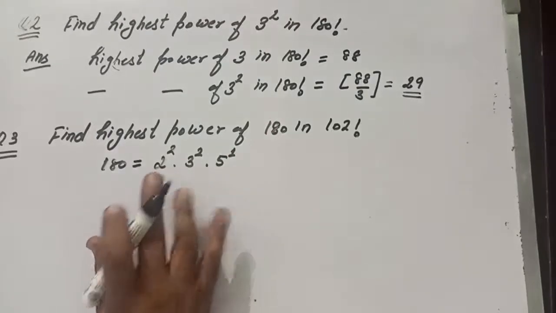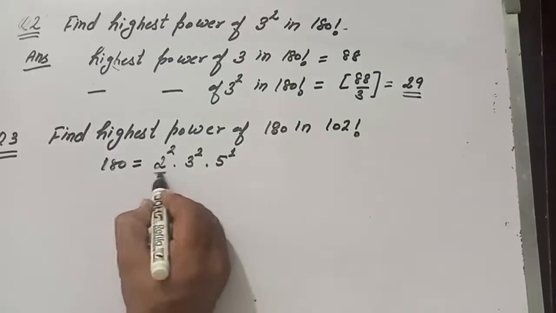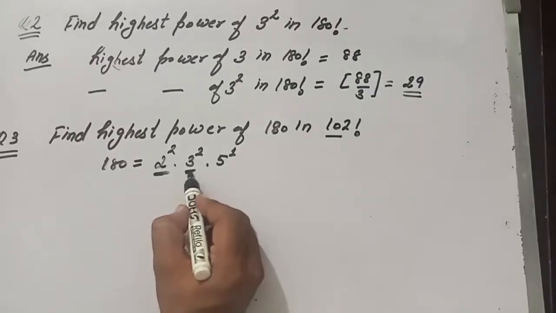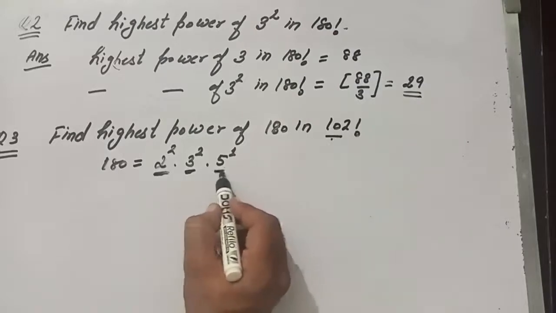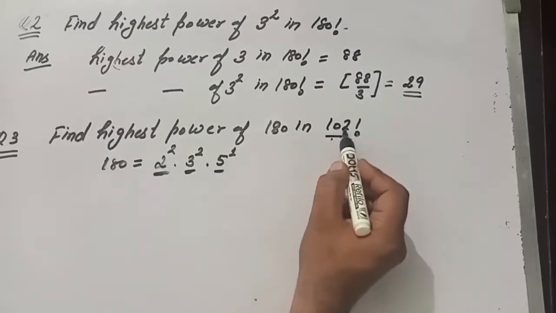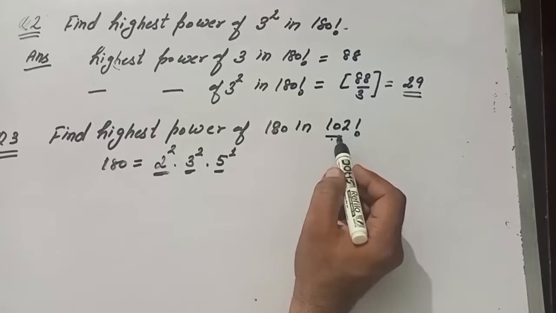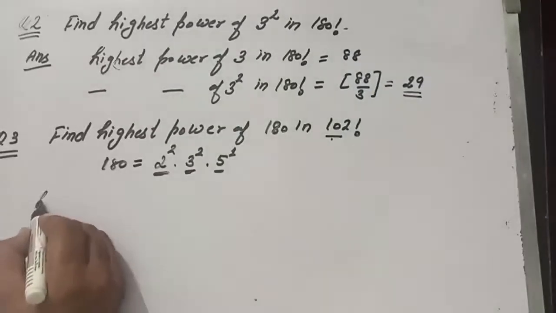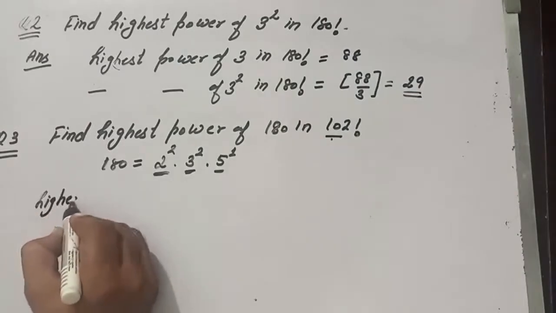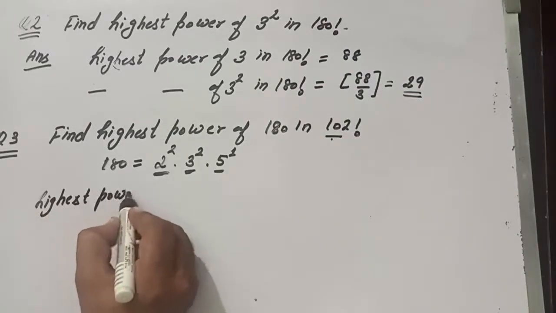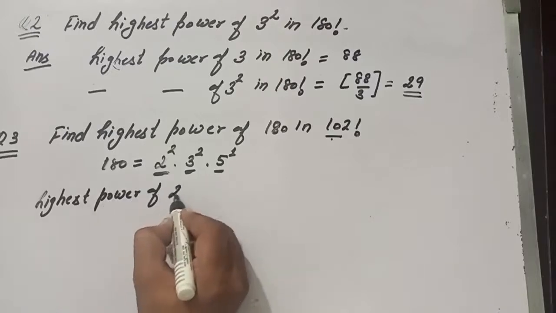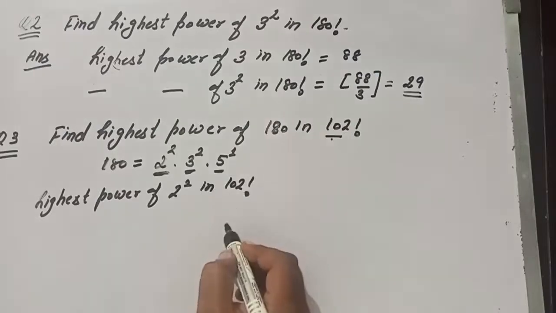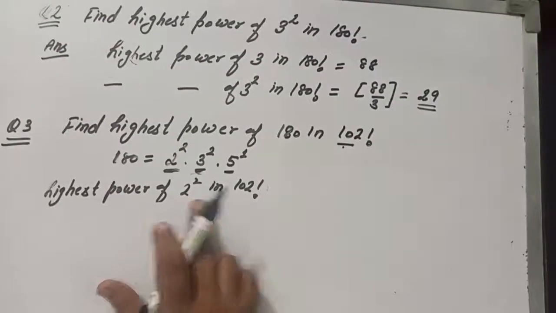Now what we will do, we will find the highest power of 2 square in 102 factorial, highest power of 3 square in 102 factorial, and highest power of 5 in 102 factorial. And then we will take the minimum of all these. So first, the highest power of 2 square in 102 factorial.